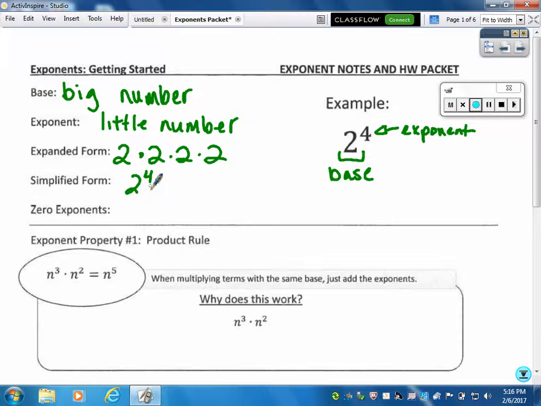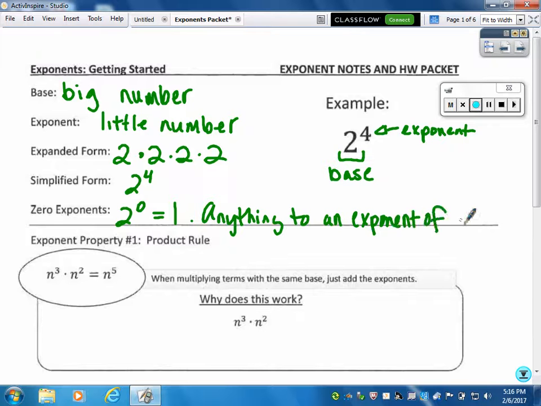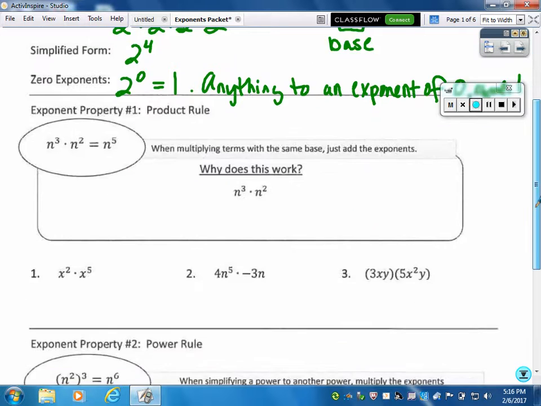Now 0 exponents, if I had something like 2 to the 0, it equals 1. Anything to the 0 exponent equals 1. So let's write that. Anything to an exponent of 0 equals 1. Alright, now that you know all the basics, we can get started with our rules and properties of exponents.